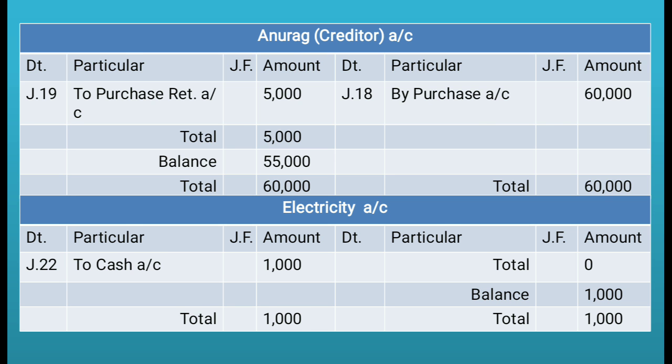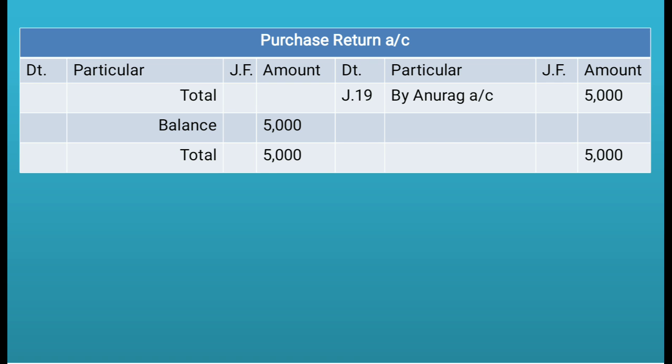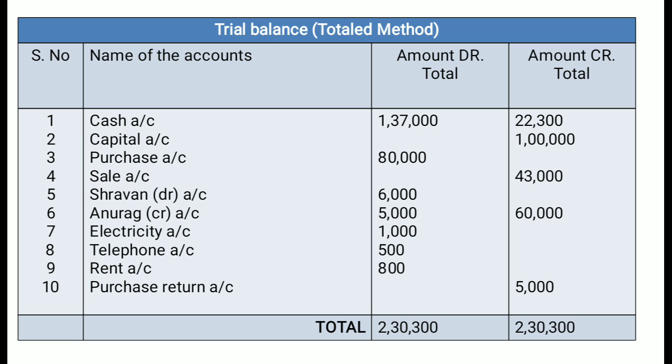there will be nothing in the credit side. Then after, telephone, same, because telephone is a kind of expense. Rent is a kind of expense, so there will be nothing in their credit side. Purchase return, so purchase return has a credit side, there will be 0 in the debit side. So this is the way how to prepare our different ledgers.